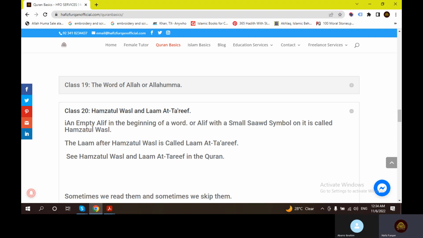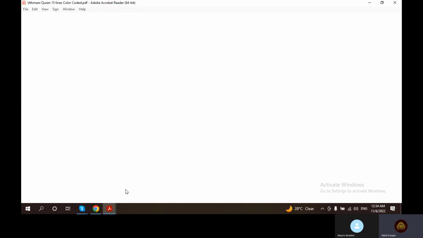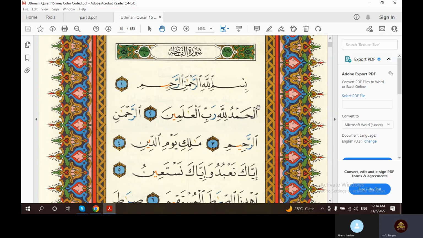Before going, again I'm telling you, what is Hamzatul Wasl? An alif with the small short sign. It's called Hamzatul Wasl. And what is Lam at-Tarif? The lam after Hamzatul Wasl is called Lam at-Tarif. Do you get it? What is Hamzatul Wasl? What is Lam at-Tarif?